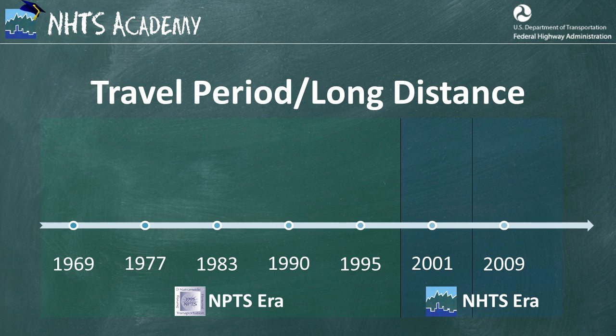The travel period, or long-distance file, catalogs long-distance trips taken in a specified time frame. For 1995 and earlier surveys, this time frame was 14 days, with trips of 75 miles or more from the respondent's household counting as a long-distance trip. In 2001, the period was extended to 28 days, and the definition of long-distance trip was expanded to include all trips with a one-way distance of 50 miles from home or more. In the 2009 survey, the travel period portion of the survey was not conducted.